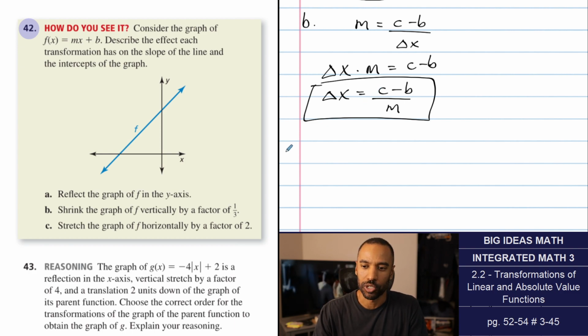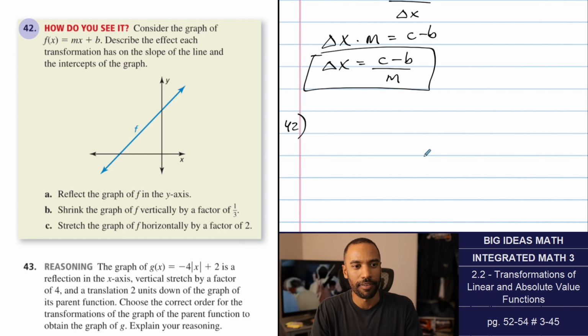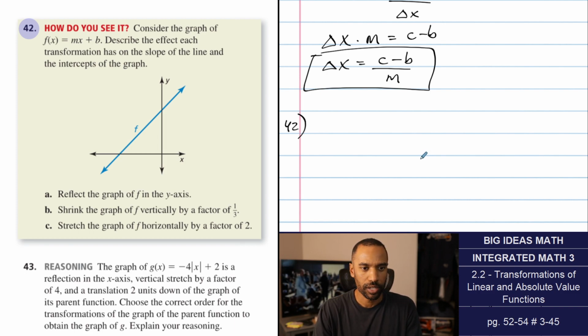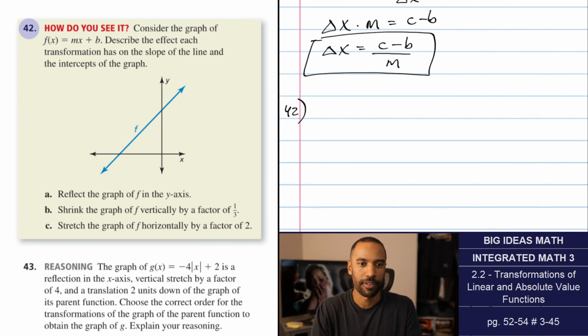All right, number 42. How do you see it? Consider the graph of f of x equals mx plus b. Describe the effect each transformation has on the slope of the line and the intercepts of the graph. If you reflect the graph of f in the y-axis, it's going to now be like that. It's going to be this way.